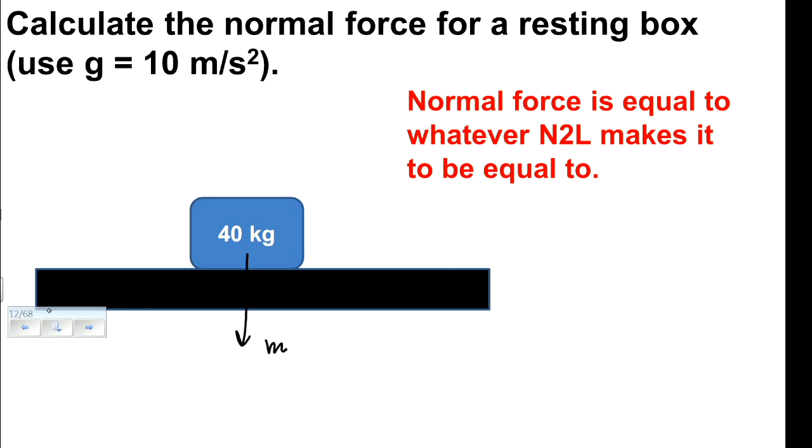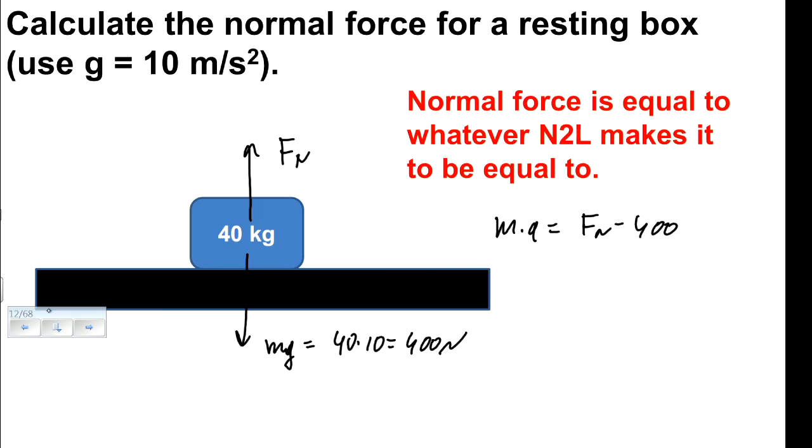Here we have force of gravity acting down, because force of gravity is always acting down, and it should be equal to about 400 newtons. The force which is perpendicular to the surface and supporting the object has a name, normal force. To calculate the normal force, we have to apply Newton's second law. And Newton's second law says m times 0 should be equal to normal force minus 400, which is 0.